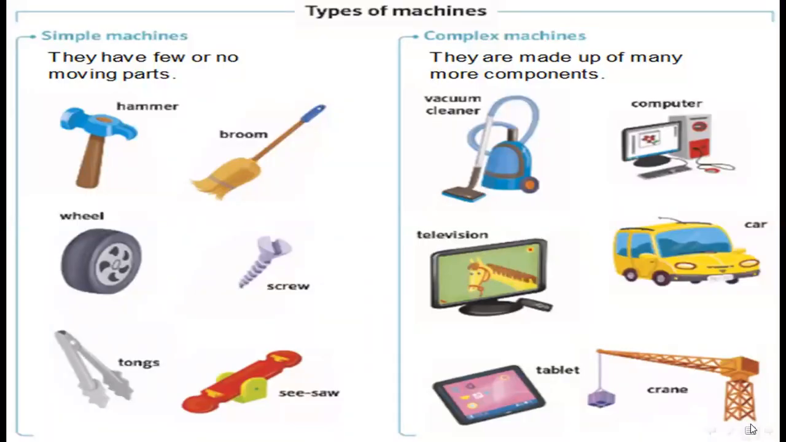Again, here you see the types of machines. You know that there are two types of machines, one is simple machines and the other is complex machines. In simple machines, they have few or no moving parts. Examples are hammer, broom, wheel, screw, tongs, seesaw. And complex machines are made up of many more components, like vacuum cleaner, computer, television, car, crane, and tablets. These are examples of complex or compound machines.